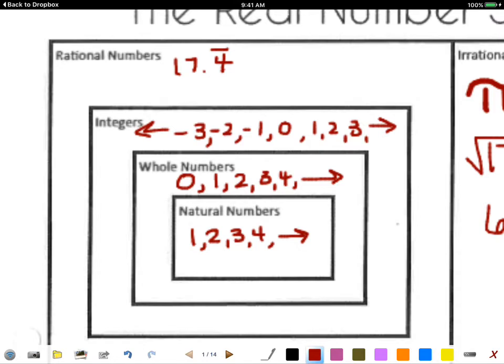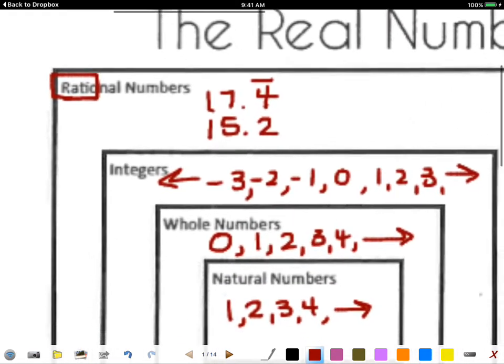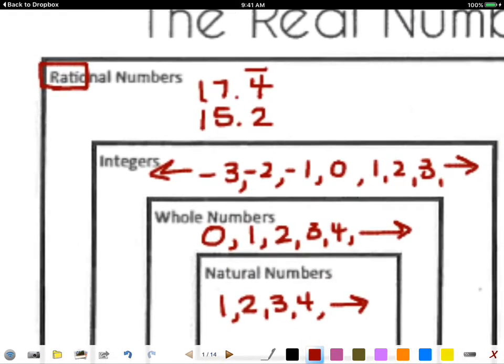17.4444444. Yes, that would be a rational number. A number like 15.2 would be rational because it ends. It doesn't repeat, but it ends. Really important that you understand the root word in rational is ratio, which means that these numbers can be written as a ratio or as a fraction.